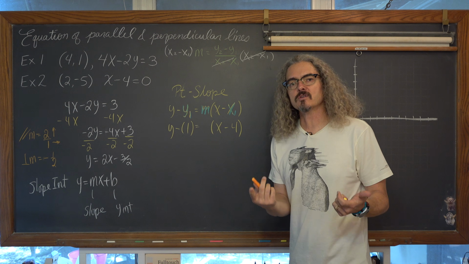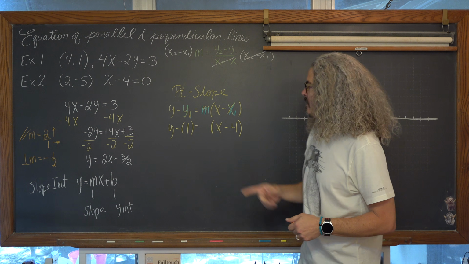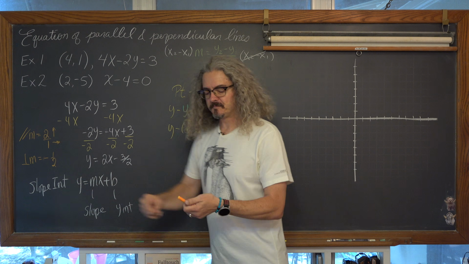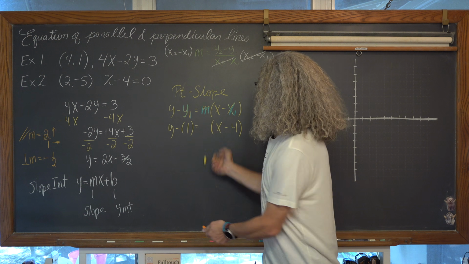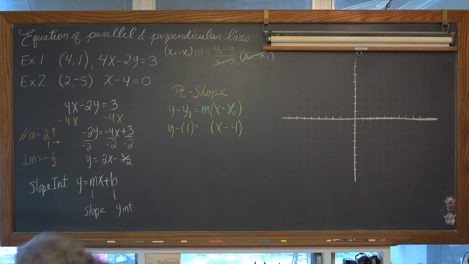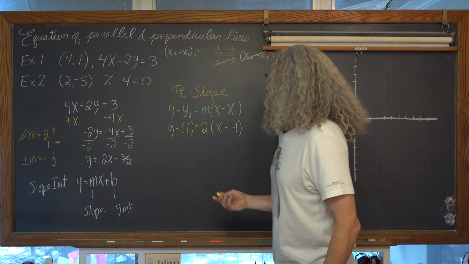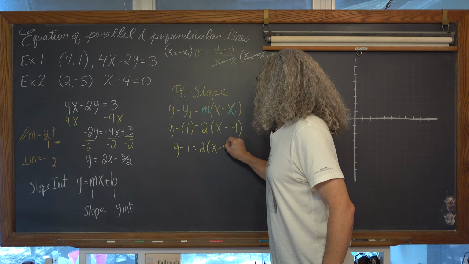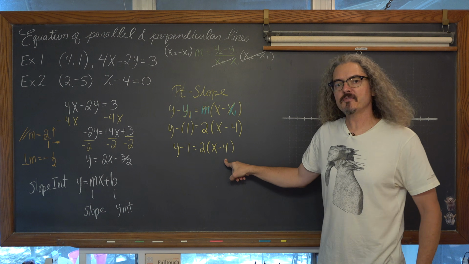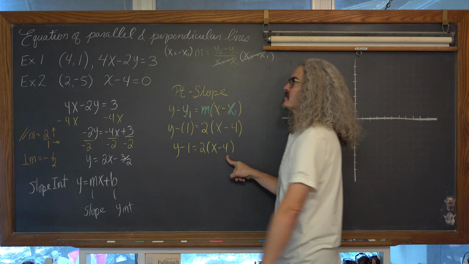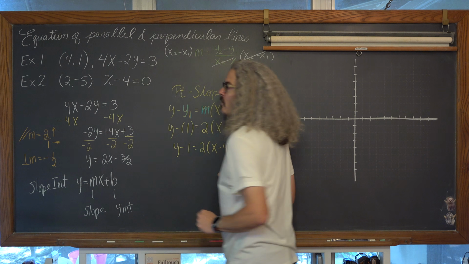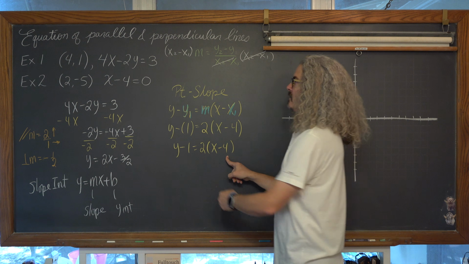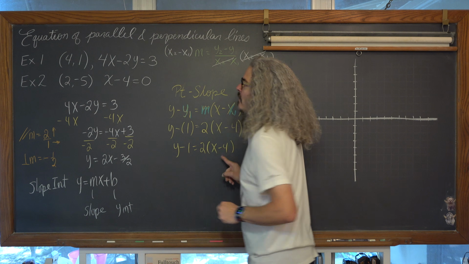And we're going to find the equation of the parallel line first. So that means we're going to use the slope of 2. Whoops, chalk down. So we have y minus 1 is equal to 2 times x minus 4. The equation of this line is going to pass through the given point of 4, 1, and it will be parallel to our given equation of 4x minus 2y.